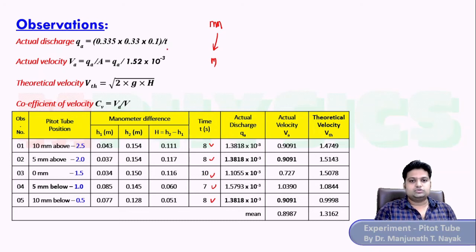Using each of these formulas, calculating QA is very simple. Just calculate 0.335, 0.33, 0.1, and then divide every time by the time that you have found already, and write it down in the QA column. Then divide the QA by the surface area, that is 1.52 into 10 raised to minus 3. For each of the values you will get these values, and this is the theoretical value. Be very careful: g we are using is equal to 9.8 meters per second square. So see that you use this to get the theoretical value.